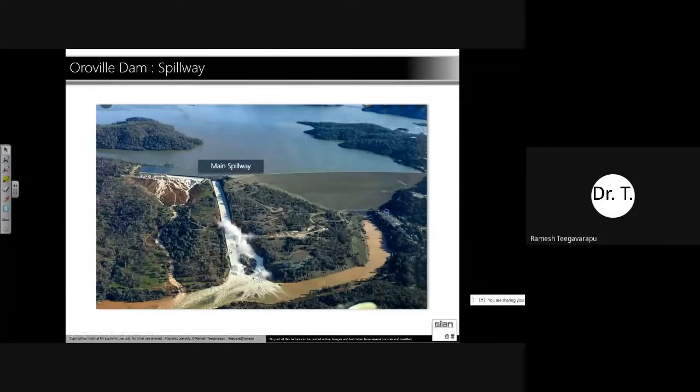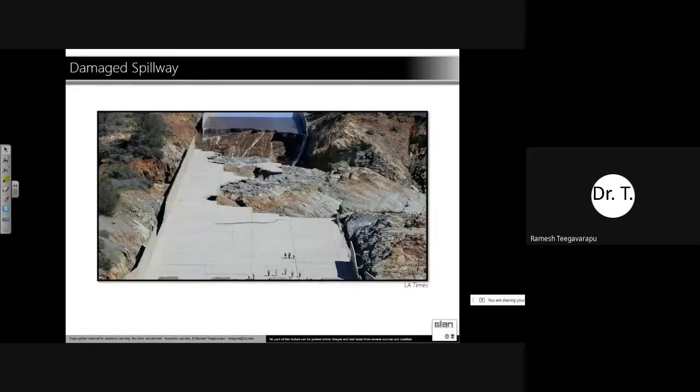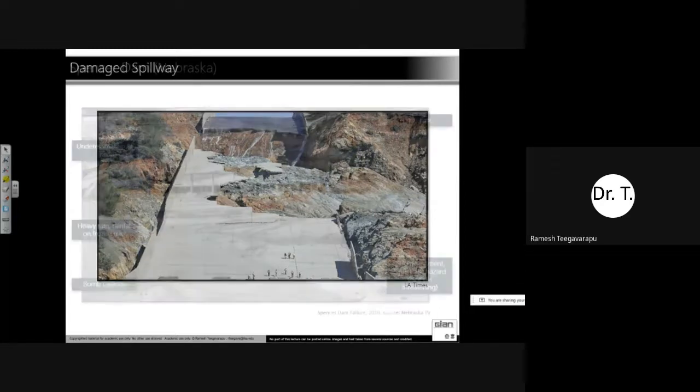So you can see here, this is the main spillway discharging the water, and then the emergency spillway is also discharging water during that heavy flooding event where the water reached to the brim. Now this was the damage that was done to the spillway. You can see how much damage that caused because of the extreme release of water from the principal spillway.